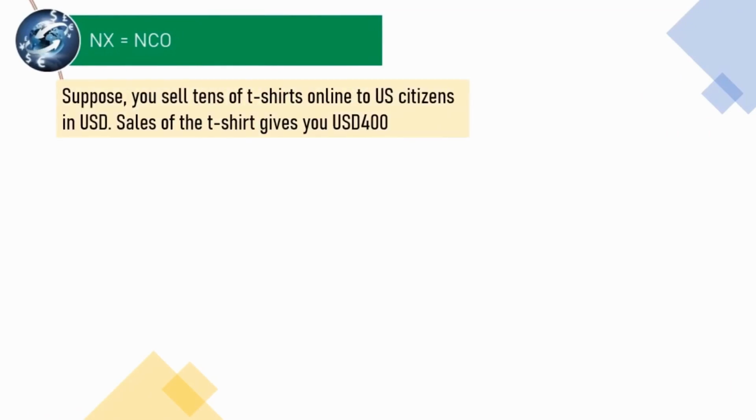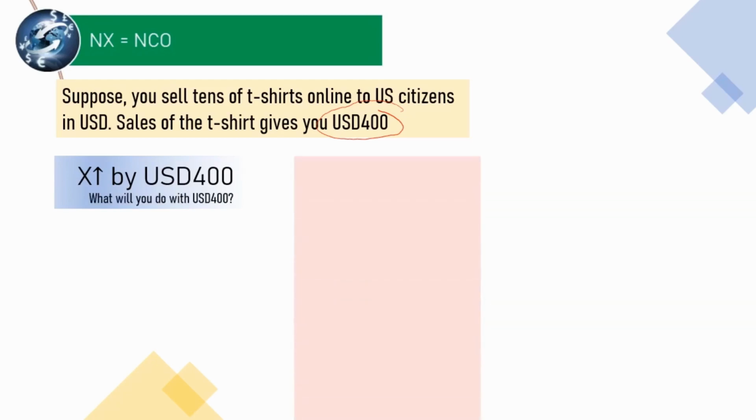Here's the identity equation. Why is it equal, and always equal? The illustration here may let you know why. Suppose you sell tens of t-shirts online to US citizens in US dollars. Sales of the t-shirts give you $400. How will the transaction be recorded in our country's trade balance? Yes, it will be recorded as an increase in export by $400. The question then is, what will you do with the money?